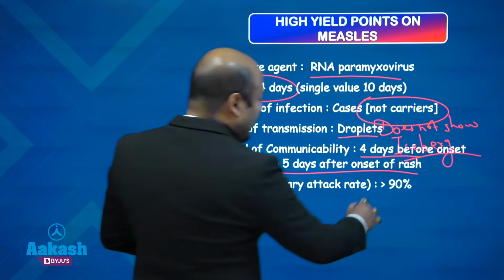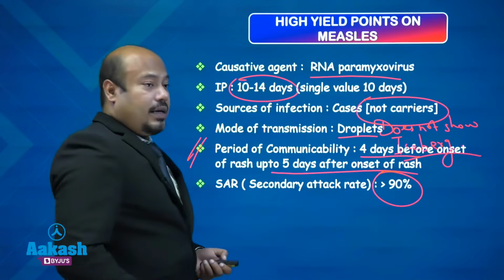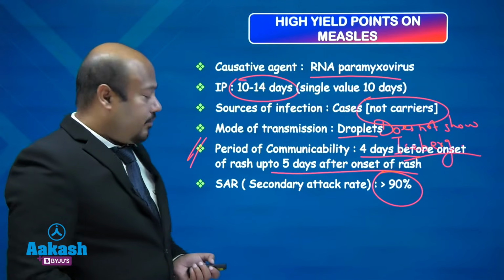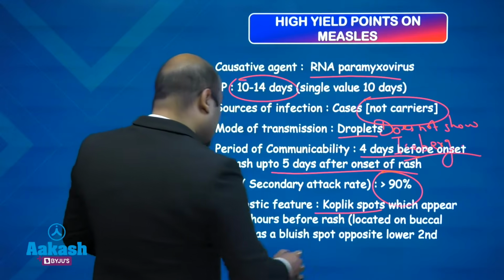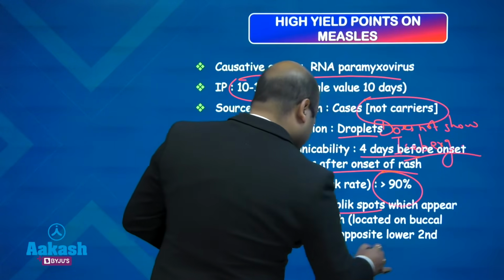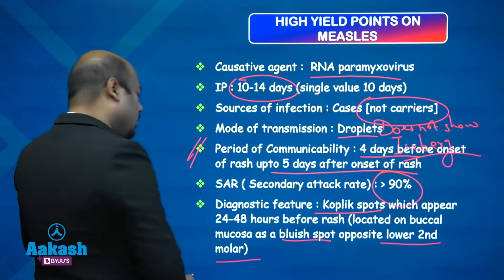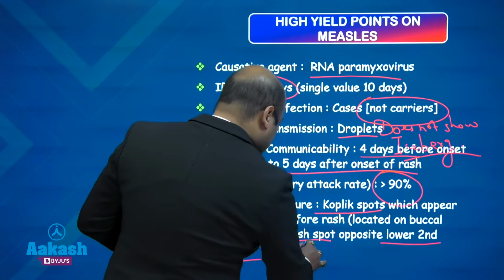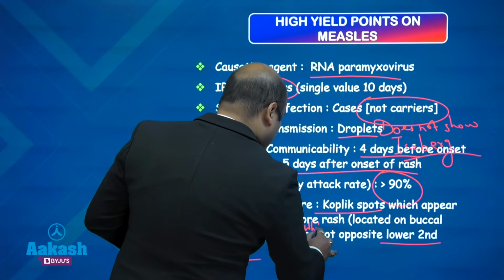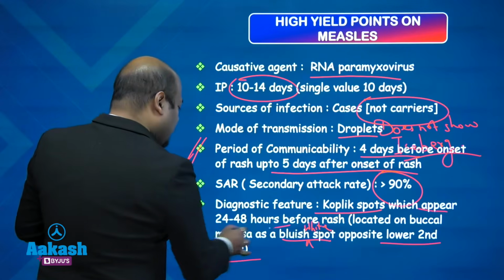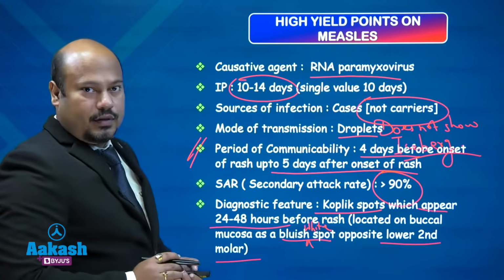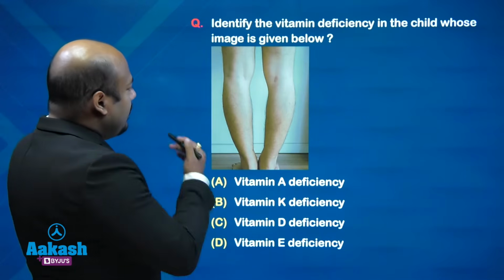Secondary attack rate is very high, 90%. That is why measles can become a very fast epidemic, okay? Diagnostic feature, yes, Koplik spot. Located on the buccal mucosa as a bluish spot on the lower second molar. Bluish white, actually not exactly bluish. It can be pure white also, it can be bluish white also, okay? Remember, this appears 24 to 48 hours before the rash. Okay?